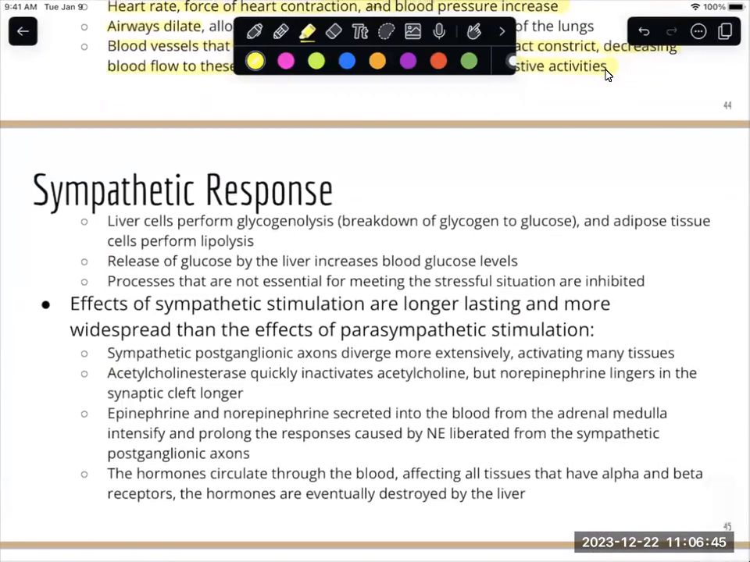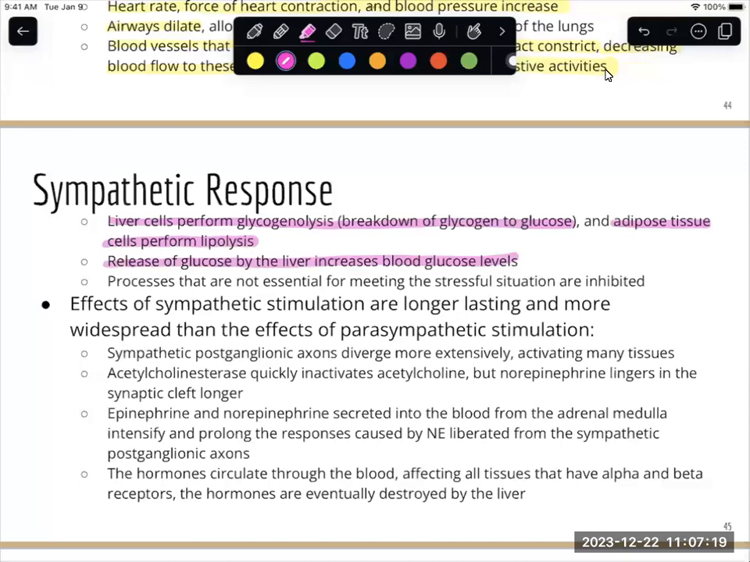Your liver cells are going to break down glycogen into glucose to form energy. Your adipose tissue, those fat cells, are going to go through lipolysis, meaning they break down as well. We release any glucose stored from the liver into your bloodstream. So we're getting more energy out into our bloodstream to get into our cells to perform activities.